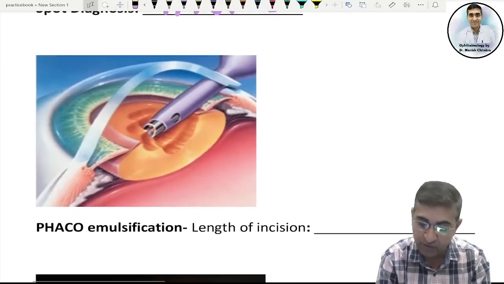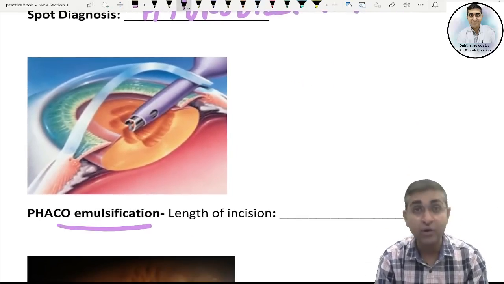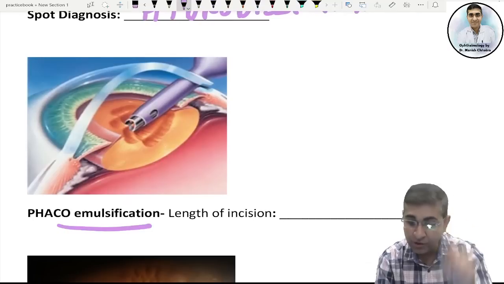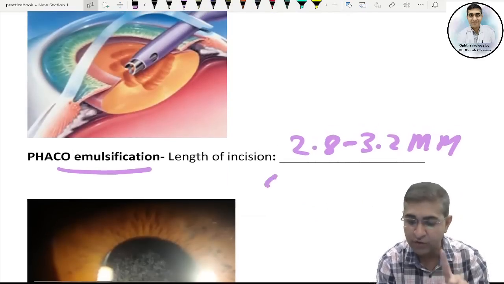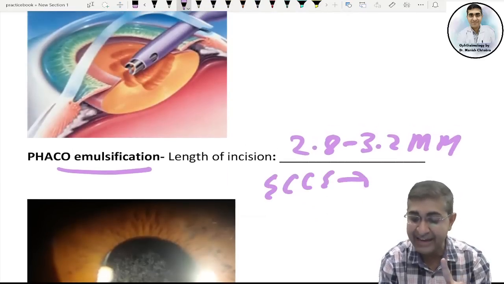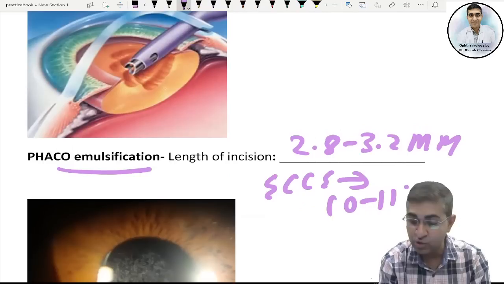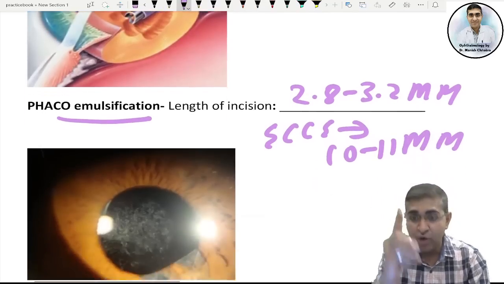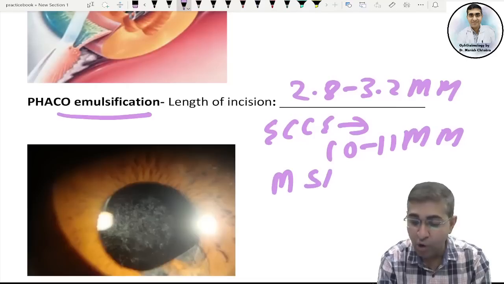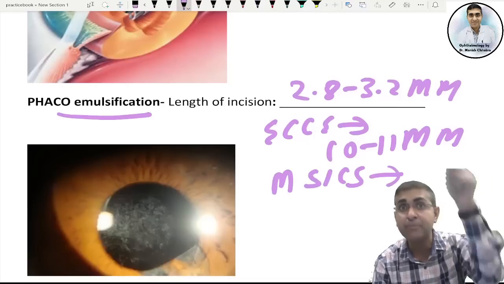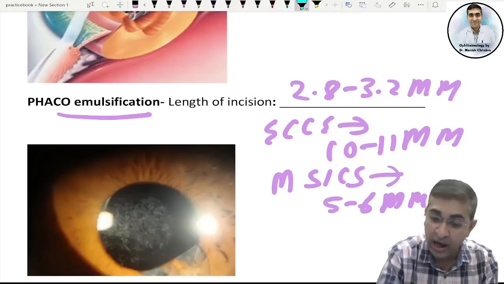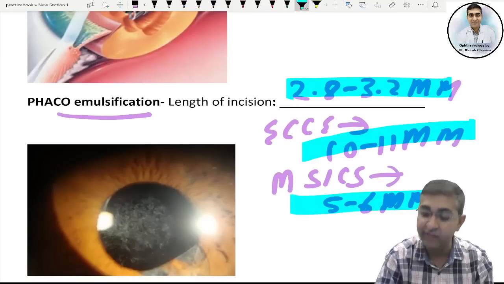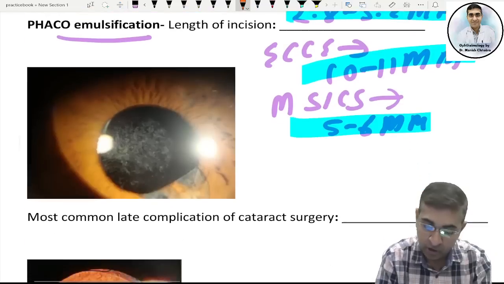What is this? This is your phaco probe. Phaco probe is doing phaco emulsification. What is the length of incision in phaco emulsification? It is 2.8 to 3.2 millimeter. If I may ask you, what is the length of incision in extracapsular cataract extraction, which is conventional? It is 10 to 11 millimeter. What is the length of incision in manual small incision cataract surgery, which is nothing but a modification of ECCE only? It is 5 to 6 mm. These three are very important for you guys.